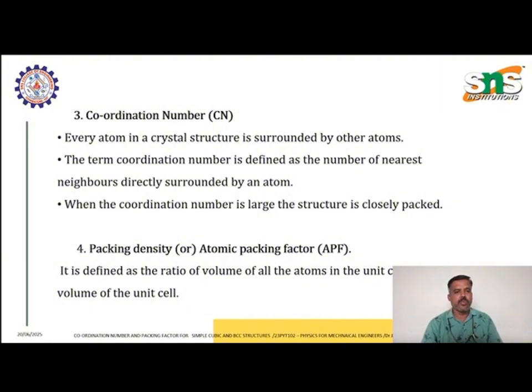The next one is the coordination number. Every atom in a crystal structure is surrounded by other atoms. The coordination number is defined as the number of nearest neighbors directly surrounding an atom. When the coordination number is large, the structure is closely packed. The packing density or atomic packing factor, APF, is defined as the ratio of the volume of all the atoms in the unit cell to the volume of the unit cell.